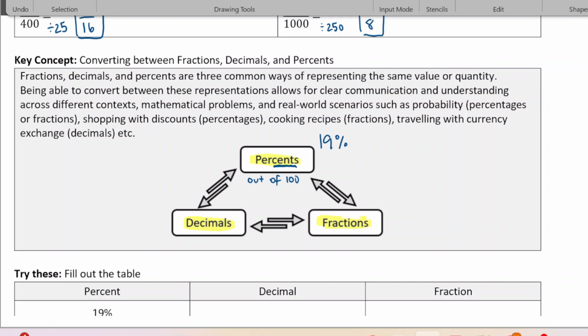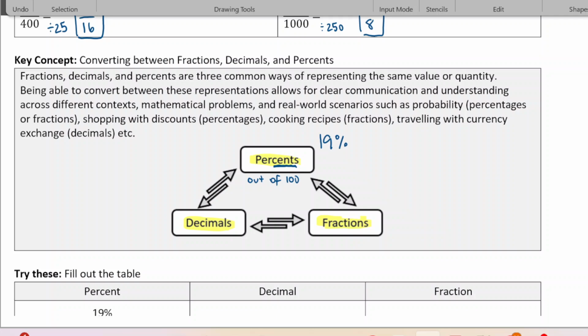Like if I'm looking at two athletes, maybe they're basketball players. One gets 19% of their shots in, the other one gets 32% of their shots in. It's easy to say, oh, the 32% player is a better shooter, right?